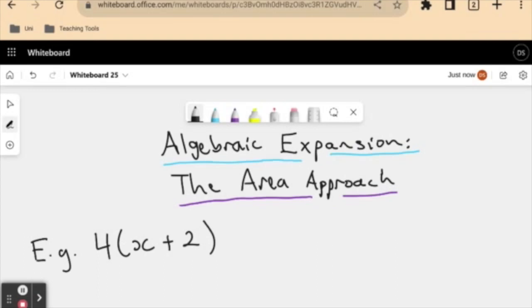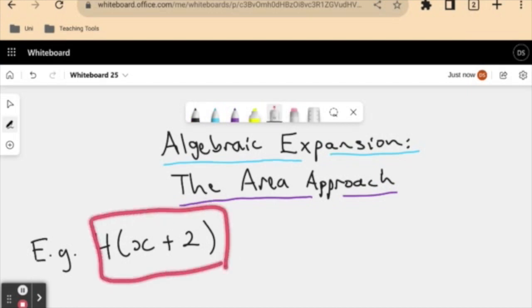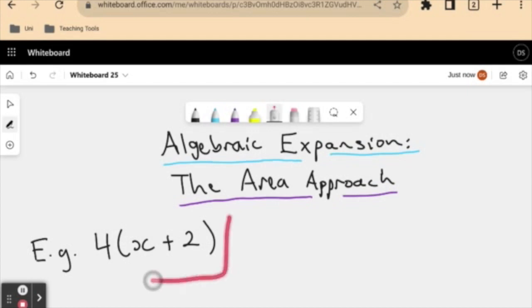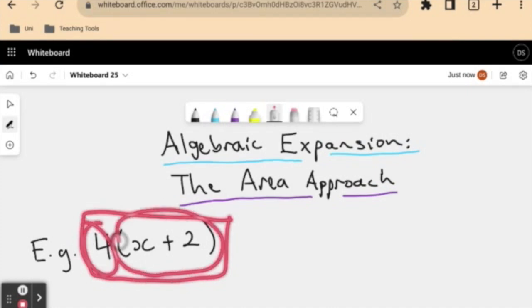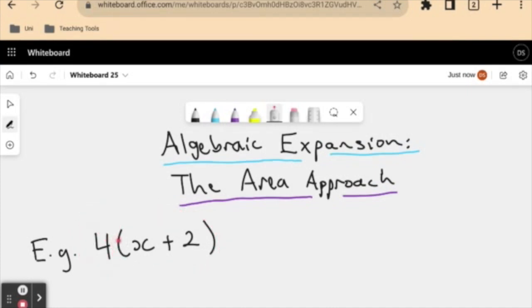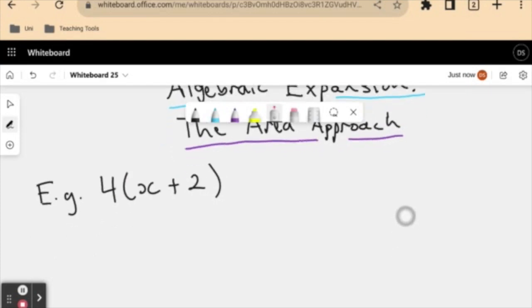Hello everyone. So today we are going to be looking at algebraic expansion, or expanding the brackets. But instead of just giving you how to do it, we're going to look at an intuitive way to approach this by looking at these two elements, my 4 and my x plus 2, as components in a shape's area. Now I'll show you what I mean.